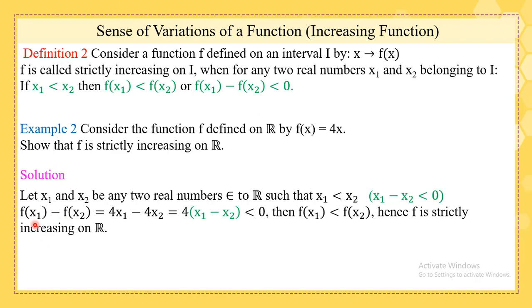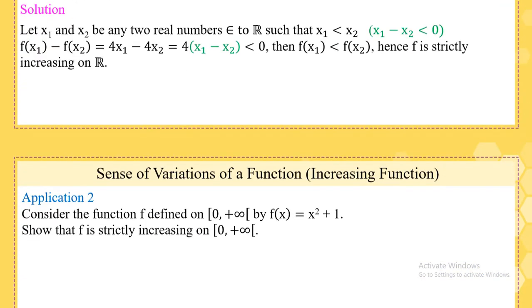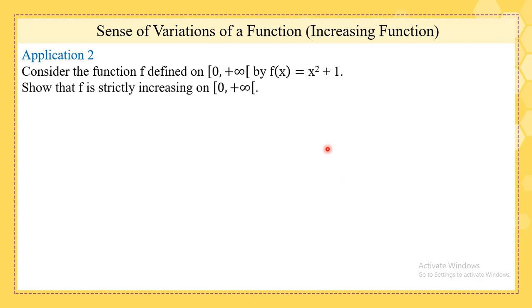Then the second step is to calculate f of x1 minus f of x2. You see, f of x is equal to 4x, then f of x1 is equal to 4x1 and f of x2 is equal to 4x2. We can take 4 as a common factor. We will have here x1 minus x2, and since x1 is less than x2, then x1 minus x2 is negative. So f of x1 minus f of x2 is negative, then f of x1 is less than f of x2 and f is strictly increasing. Now, this is the application. Please stop the video and try to solve it.